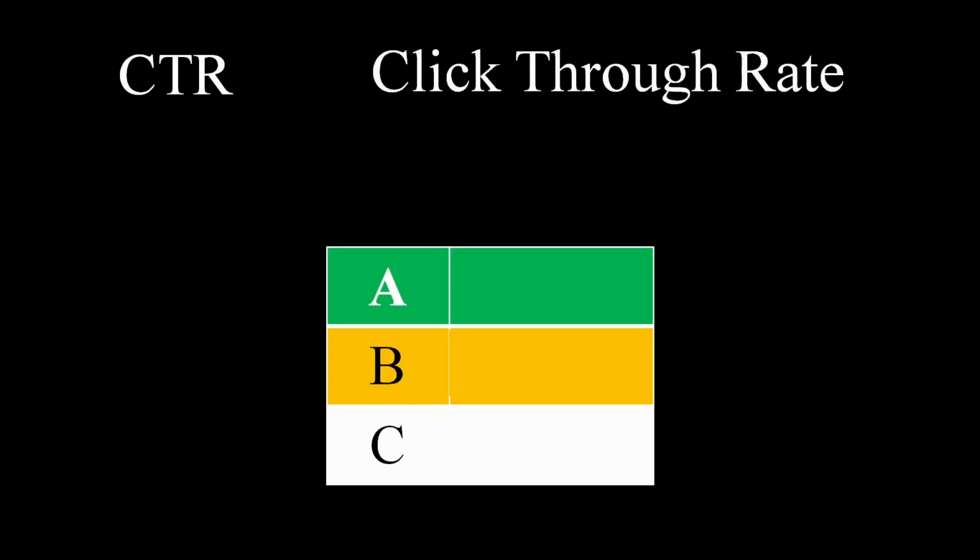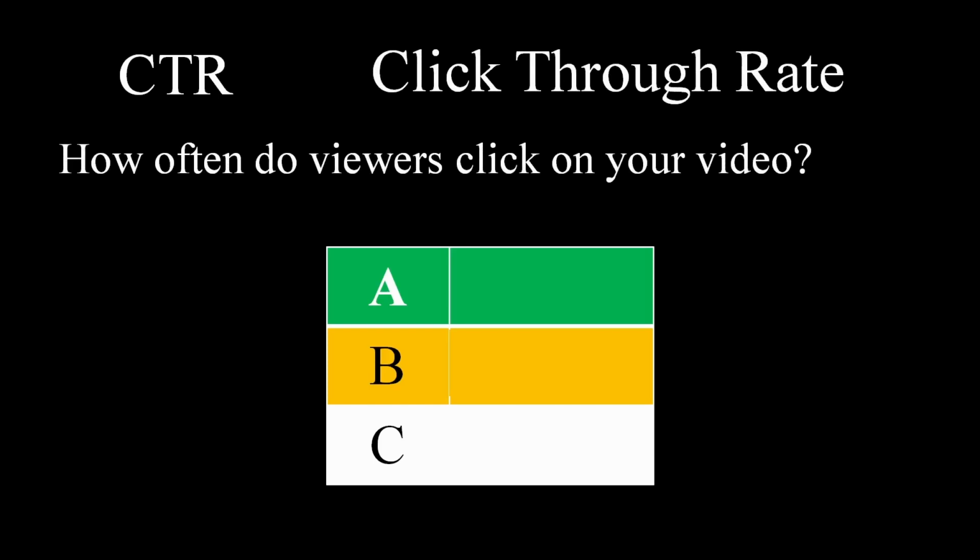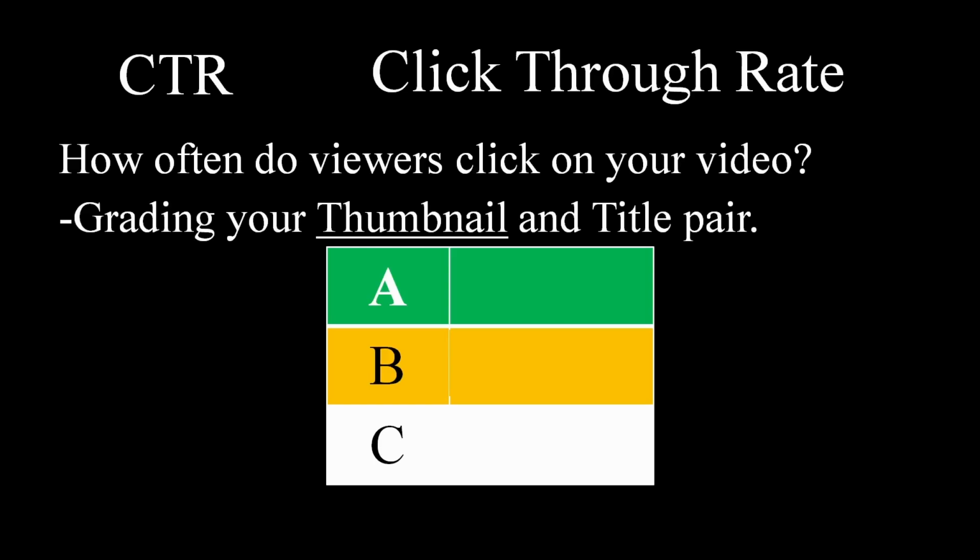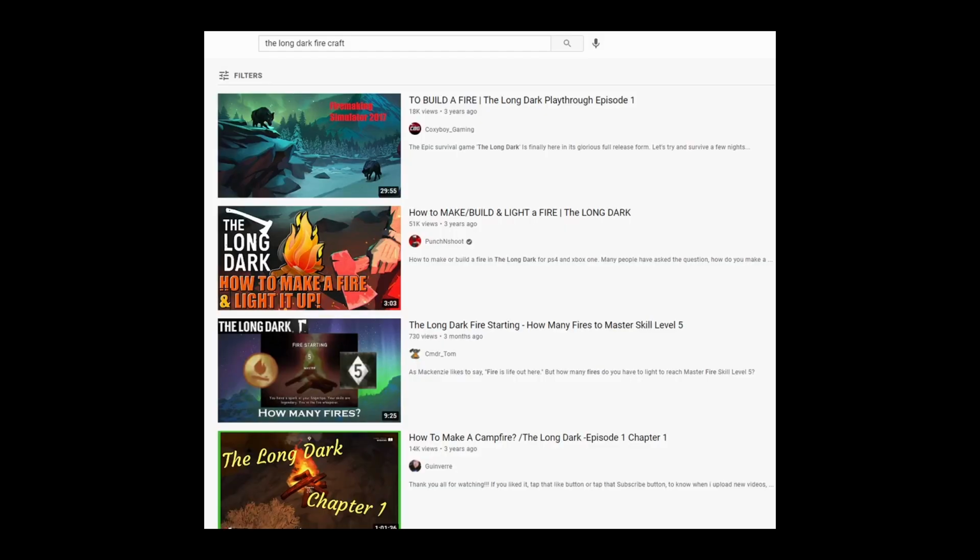CTR stands for click-through rate. This is how often do viewers click on your video when it's shown to them. This is something that grades both your thumbnail and your title pair. And the general relationship of this is, as an individual searches for something, their eyes are hopefully drawn to your thumbnail, and that thumbnail encourages them to read the title and also the first sentence or so of your description. So those bits of information are key to have tight, to have locked down, and to have as interesting as possible to encourage an individual to click.